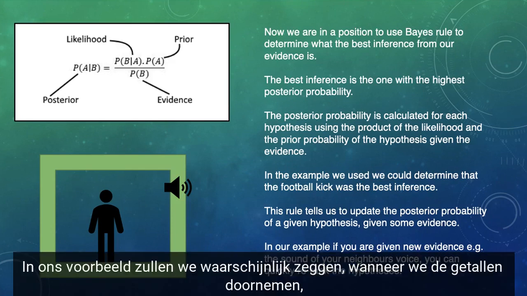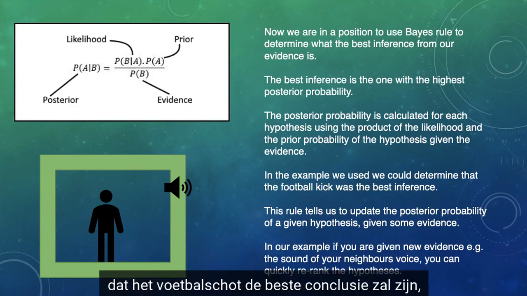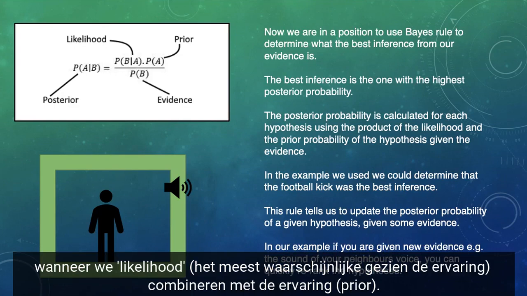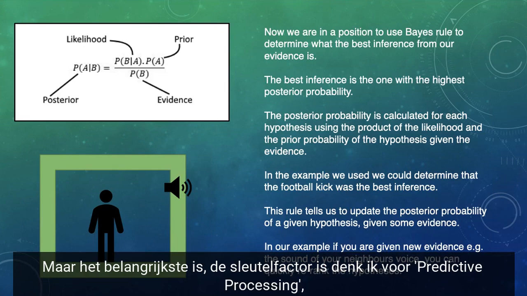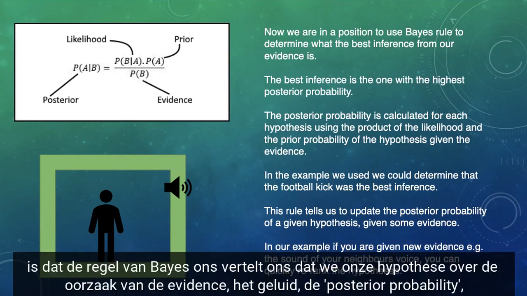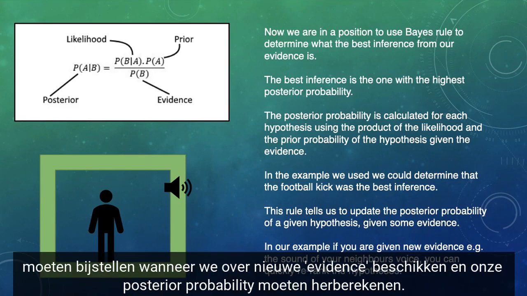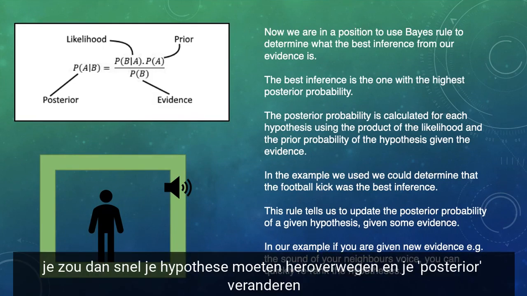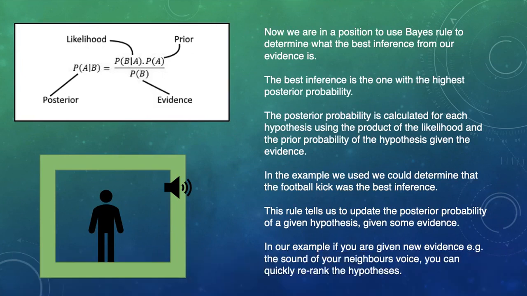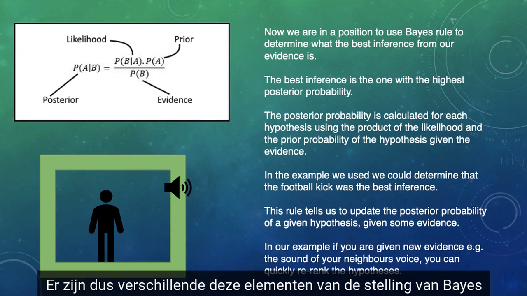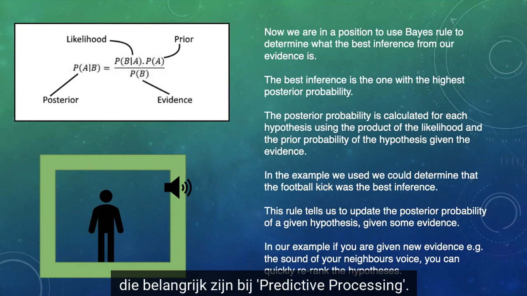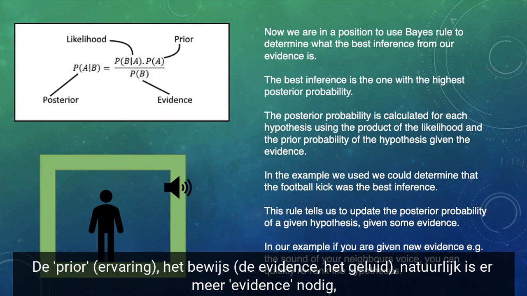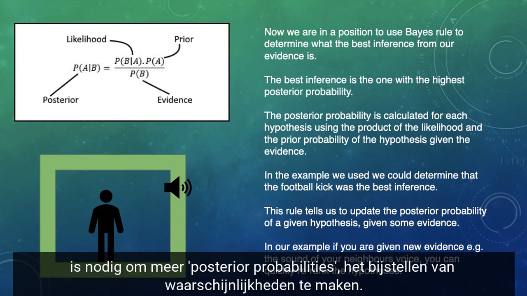So in our example, if we actually run the numbers, we'd probably say that the football kick could be the best inference, combining the likelihood and the prior. But the important thing, and this is the key thing for predictive processing, is that Bayes' rule tells us that we have to update our posterior probability of each hypothesis if we acquire some new evidence. We have to recalculate the posterior probability. In our example, say there was some new evidence, so you could hear your neighbour calling your name. You would then quickly re-rank your hypotheses, and the posterior would change. So these different elements of Bayes' theorem are important in predictive processing: the prior, the evidence, and then using these to create posterior probabilities.